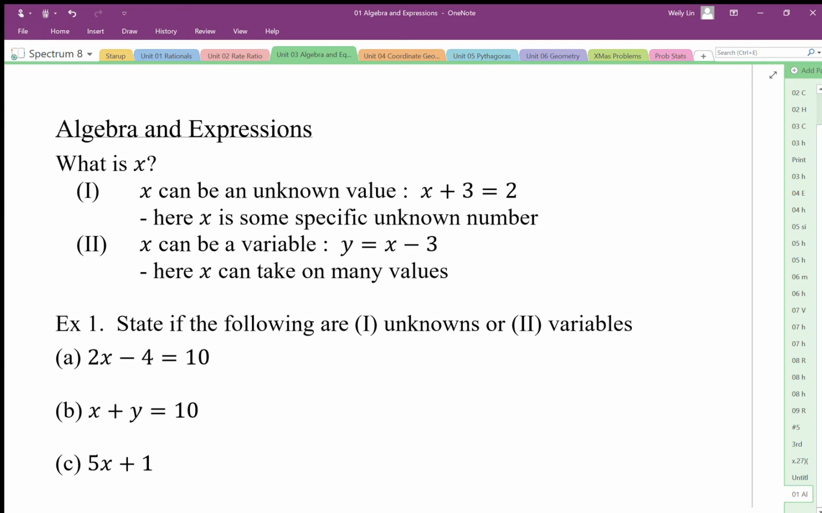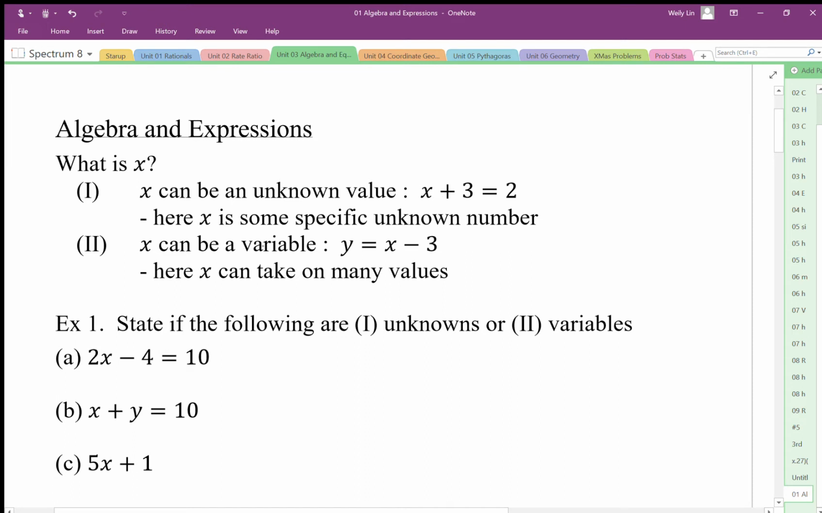An unknown value is when the x represents some number that's unknown. So for example here, x plus 3 equals 2. Well, this x is a specific number. In fact, this x can only be one number, and that number is -1. Otherwise, that equation is not true. So this is an unknown value. Okay, so these are ones that we can actually solve for.